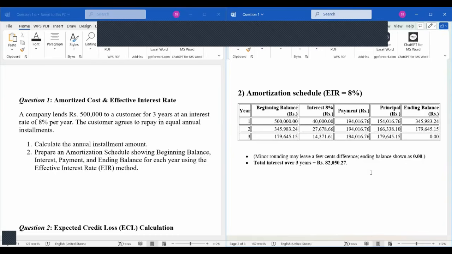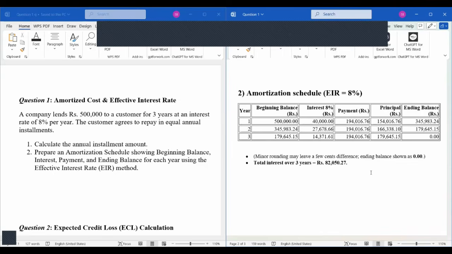We all know that the annual payment consists of two parts. One part is the principal amount. So the annual payment always includes the principal amount plus interest. In the previous question we calculated the installment, which consists of the principal amount and interest amount.